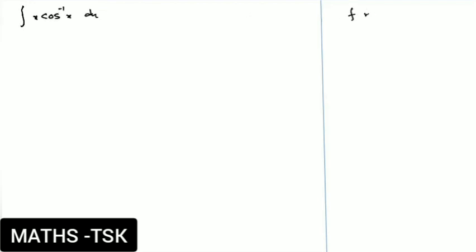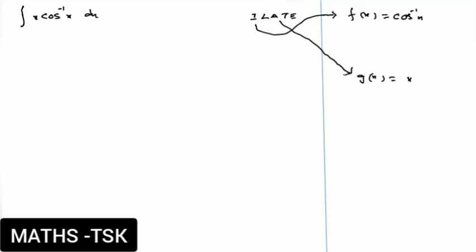What you consider, f of x as cos inverse of x and g of x as x. I here, A here. In I is inverse trigonometric function. First I have taken this as f of x, algebraic function as g of x. So its f dash of x is minus 1 by root of 1 minus x square, and its integration is x square by 2.